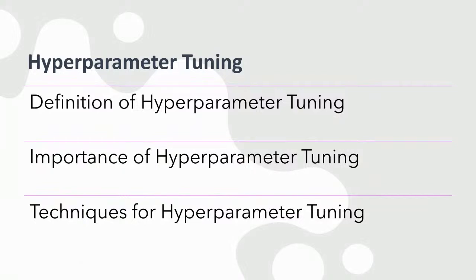Hyperparameter tuning is the process of finding the optimal set of hyperparameters for a given algorithm and problem. Hyperparameters are the configuration parameters that are set before the model is trained, such as learning rate, regularization strength, and the number of hidden layers. Hyperparameter tuning is important because it can greatly affect the performance of the model. There are several techniques for hyperparameter tuning, such as grid search, random search, and Bayesian optimization.